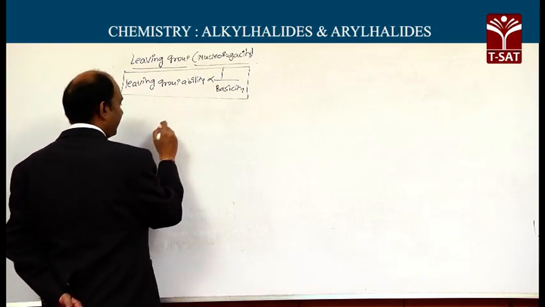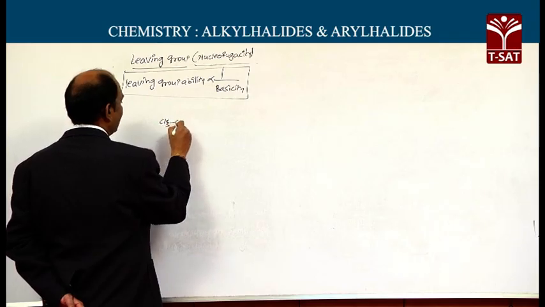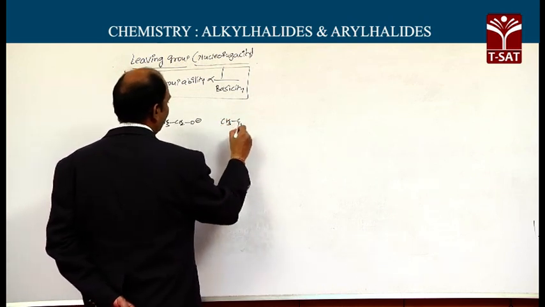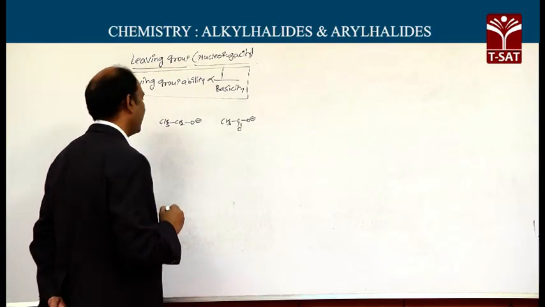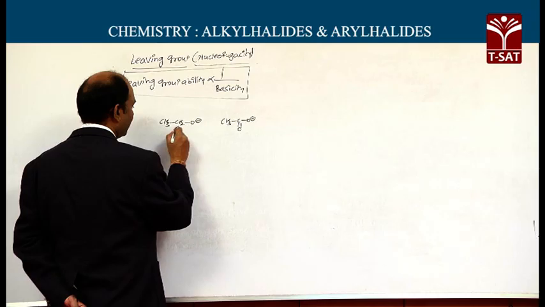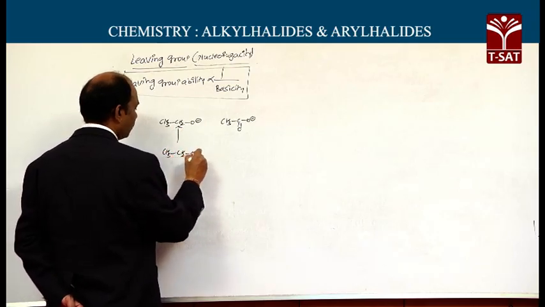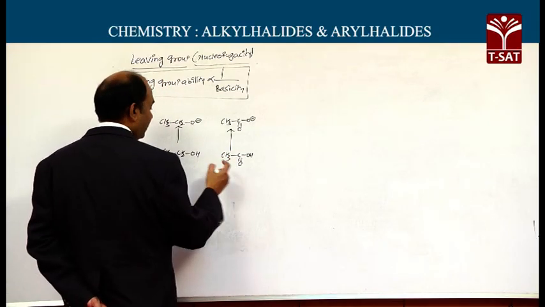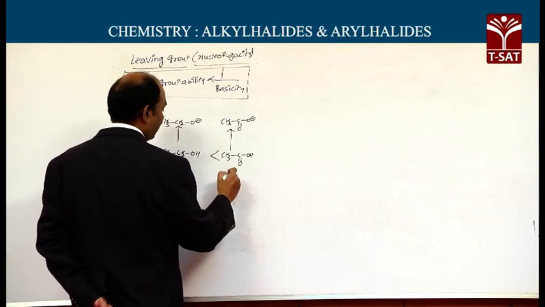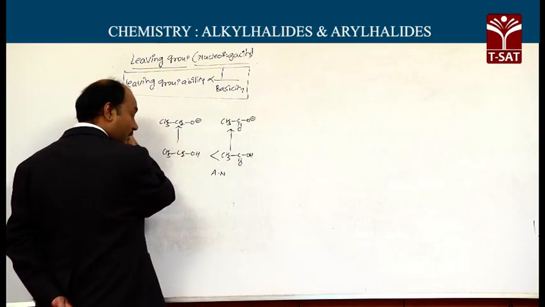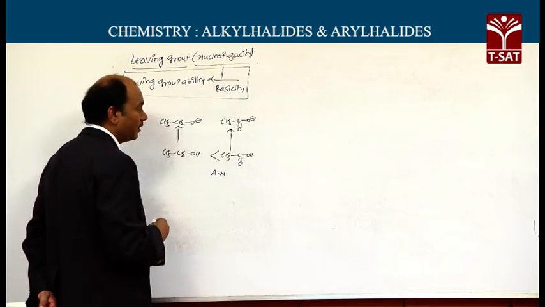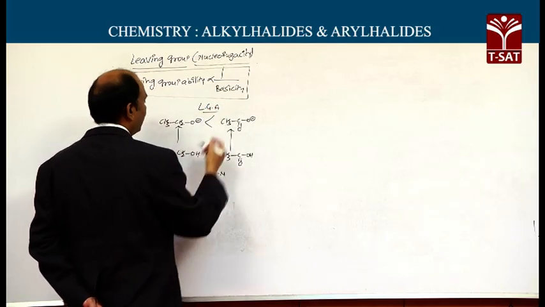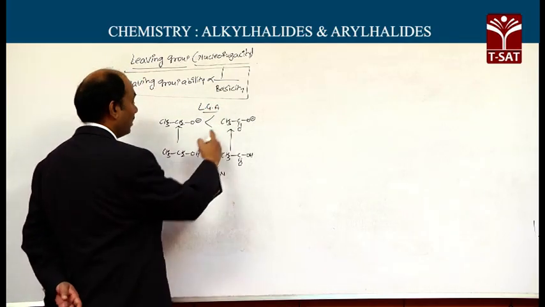See here, for example, CH3CH2O minus and CH3COO minus, leaving group ability. This is formed from ethyl alcohol CH3CH2OH, this is formed from acetic acid CH3COOH. The acidic nature of acetic acid is greater than ethyl alcohol. Strong acid will have weak conjugate base, which is a good leaving group. Therefore, leaving group ability of ethoxide ion is less than acetate ion.